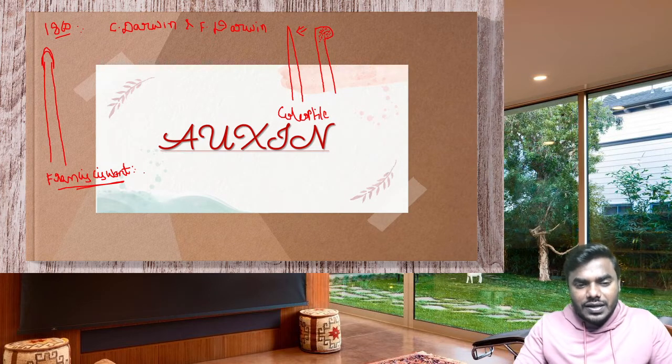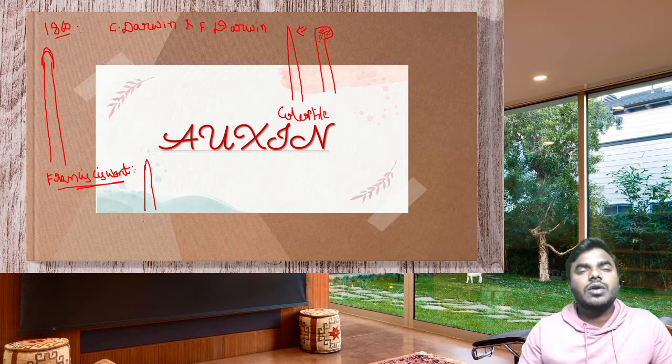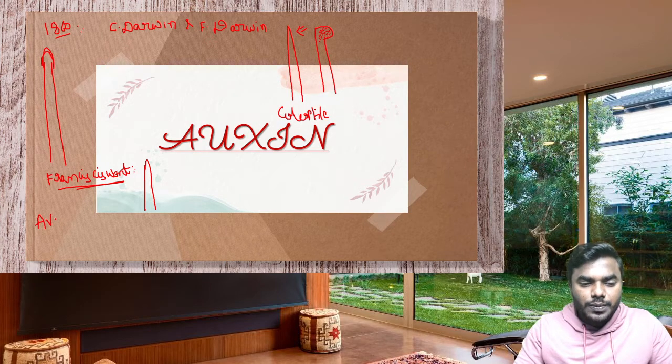Okay, Went did the same thing. He took the coleoptile. Friends, listen to my statements carefully. He took the coleoptile from the Avena grass seedlings. What are Avena grass seedlings? Nothing but the common oat plant. He took the coleoptile from the common oat plant.